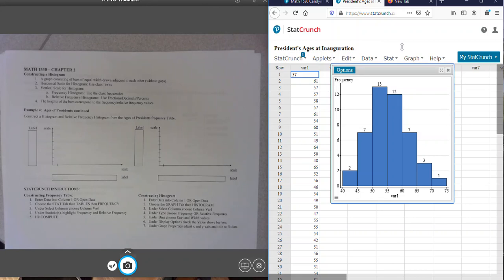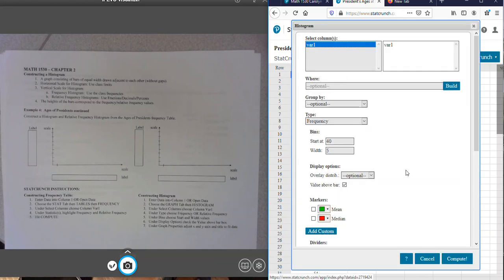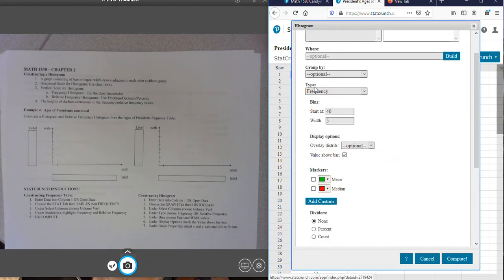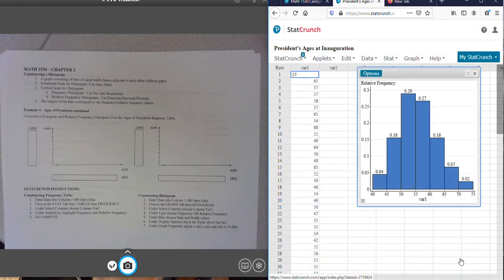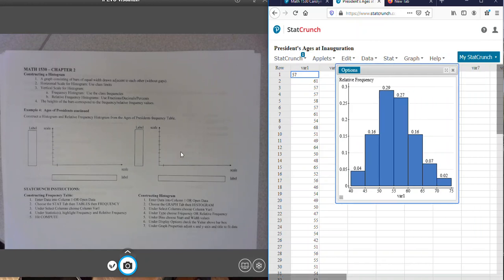So this is the histogram that we have built using StatCrunch. And notice the number on top of the bar, the 2, the 7, the 13, those are our frequency counts. Now let me show you simply how to make a relative frequency histogram. All we do is change the value above the bar. So we can click on options, and we're going to edit our selections, and we just go here to type. Instead of leaving this as frequency, we can change it to relative frequency. So there you go. So we've built these 2 different histograms using StatCrunch.